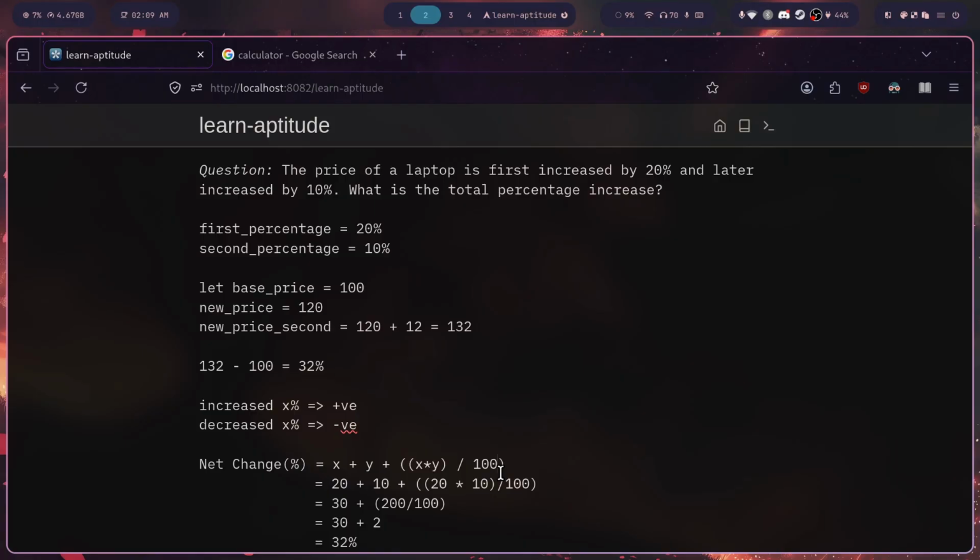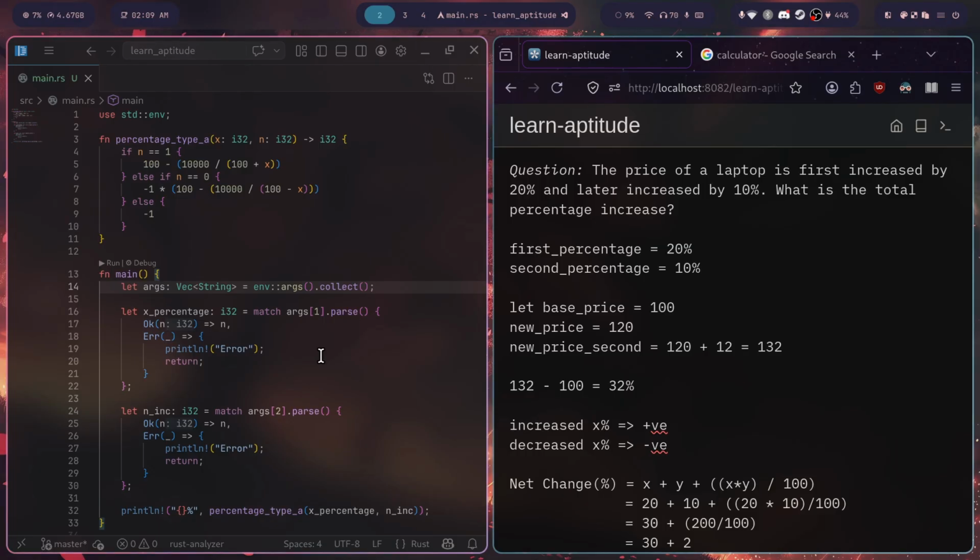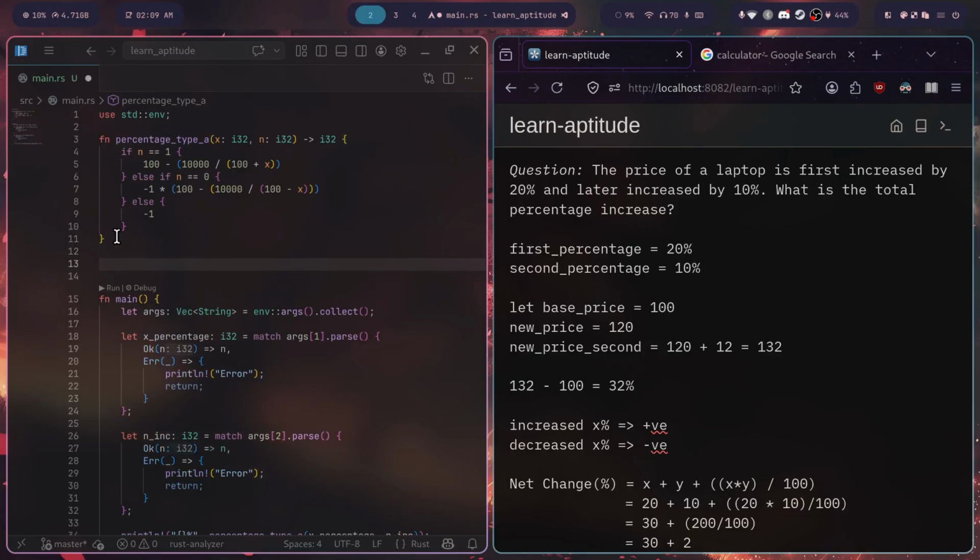So now we've got the logic. Let's try to code it. We already wrote a logic previously and created the file previously, so in the same file we will create a new function, percentage type B. What should I be expecting here? The n value was for negative and positive, right? So we will accept two values, x and y.